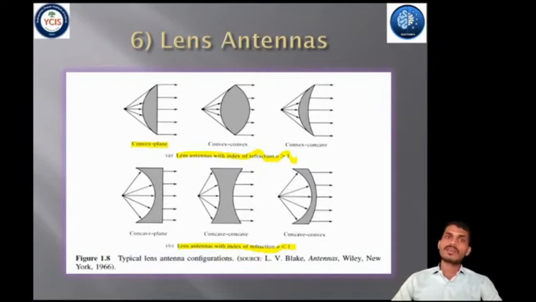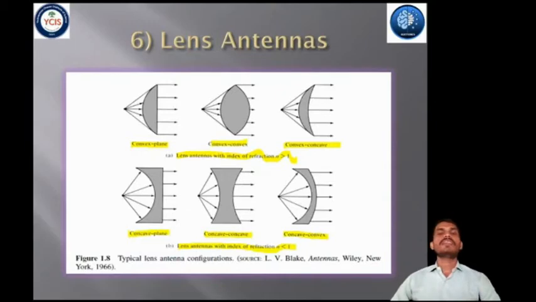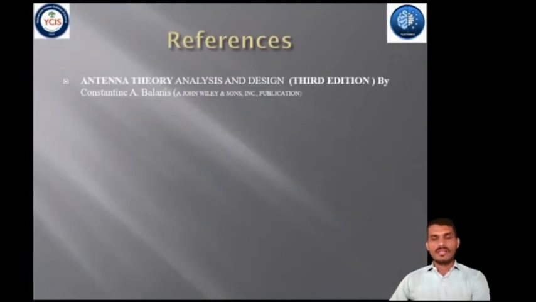When greater than 1, there are convex plane, convex plane, then convex concave plane. And when refractive index of that particular material or antenna is less than 1, at that time the concave plane, concave plane and concave convex plane, these 3 different antenna configurations are present in the lens antenna. So that's it about the antenna.